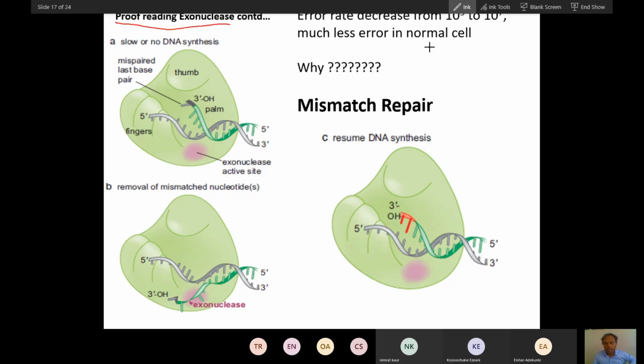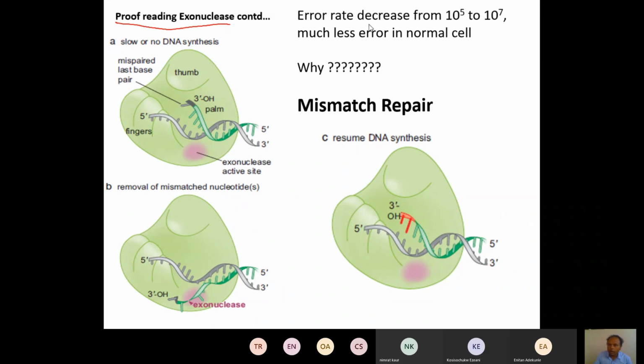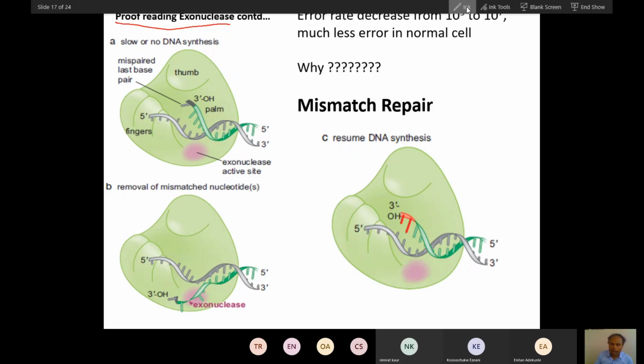And proofreading actually decreases the error from 1 in 10 to the power 5, meaning 100,000, to 1 in 10 million. If there is one wrong base insertion in 100,000, proofreading will reduce the error to 1 in 10 million. So this is the function of proofreading, decreasing error.